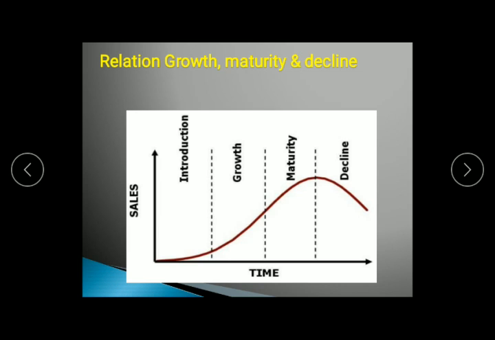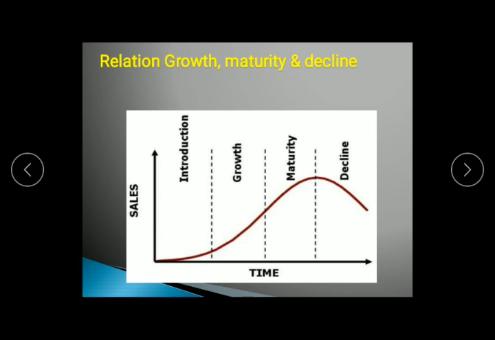Then after a certain limit, if you don't upgrade your product, then you have to face the declination phase. In the declination phase, the sales are getting reduced, hence you are in loss. So after one limit, you have to discontinue your product and launch a new product.